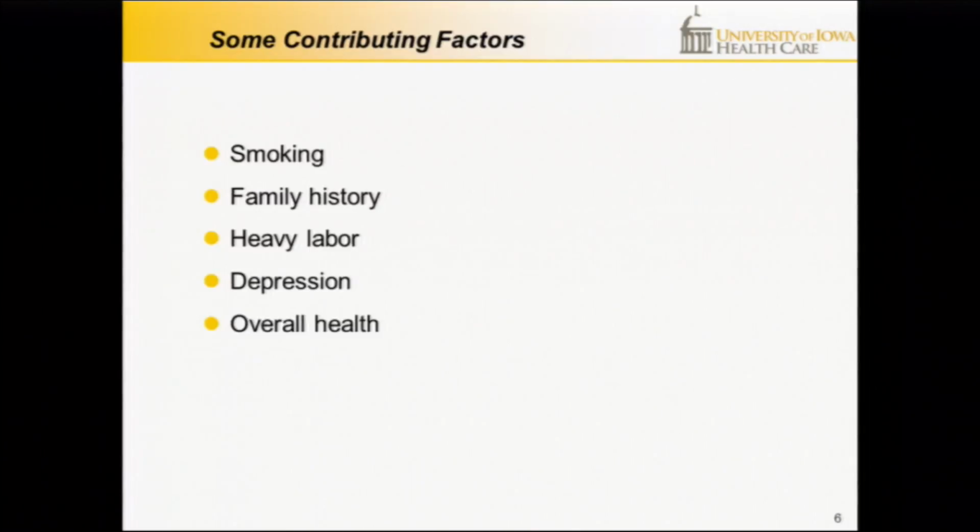So some of the factors that are involved are some of the contributing factors. A history of smoking. Smokers tend to have higher incidence of back pain and higher incidence of degeneration of their discs in their back. There's a familial component, meaning there's some family history. Heavy labor tends to be associated with higher incidence of back pain. People with chronic pain tend to have depression. That seems to go hand in hand. And then overall general health. Deconditioning, sedentary lifestyle, obviously those are contributing factors as well.